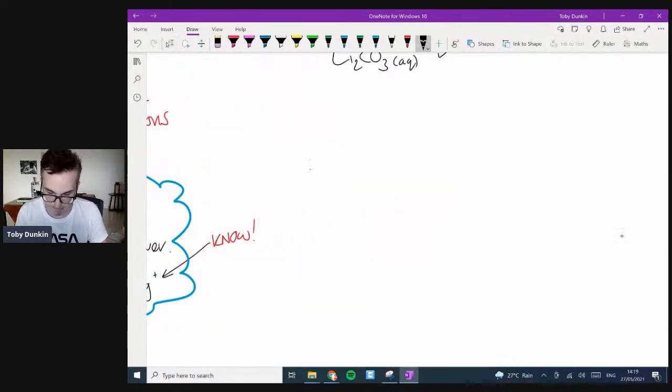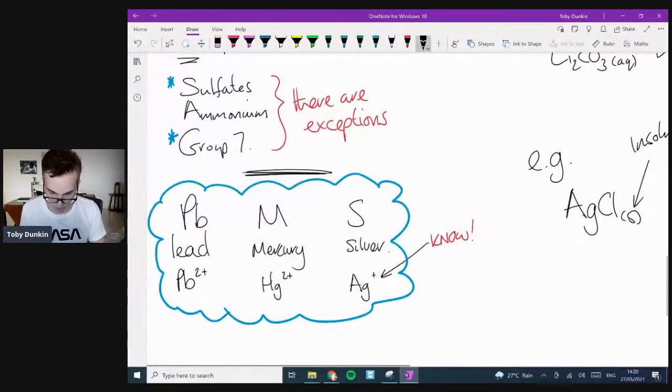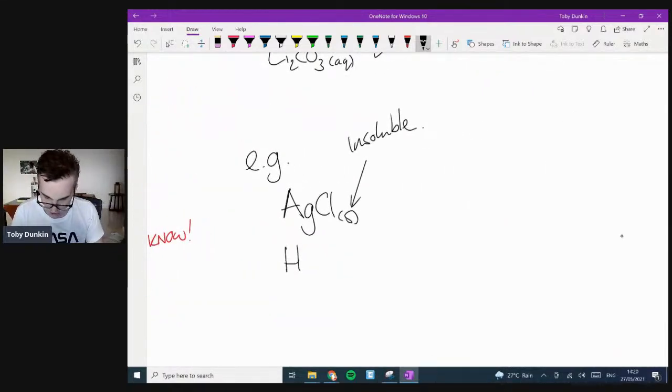And we need more examples here. E.g. silver chloride. Solid, insoluble, because it matches one of my exceptions. I've got PMS, silver, with the sulfates and the group 7s. So insoluble. Let's choose another one. Let's go for mercury sulfate. Perfect. So we've got Hg.